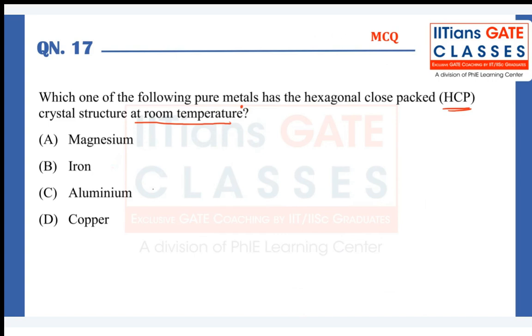Now here, obviously aluminum is FCC, copper is also FCC. Now iron possesses different crystal structures at different temperatures. At room temperature it is BCC, but here magnesium has the HCP. Now your answer is A. Crystal structures you are supposed to learn. Answer A. Clear everybody? Hope you understand, guys.